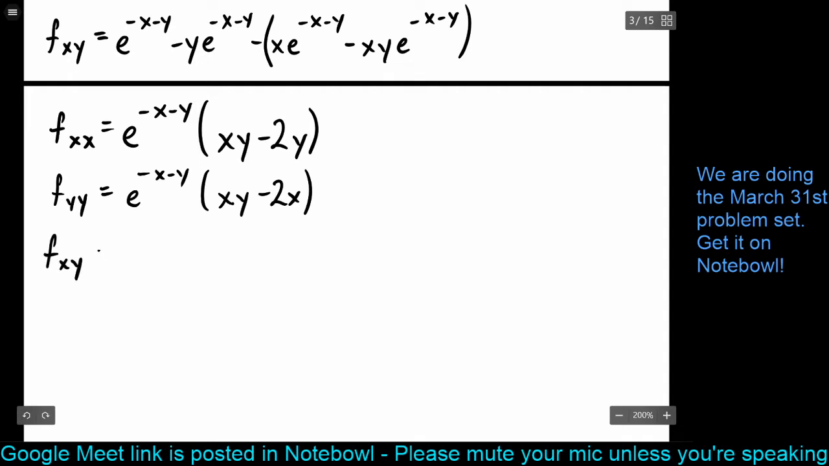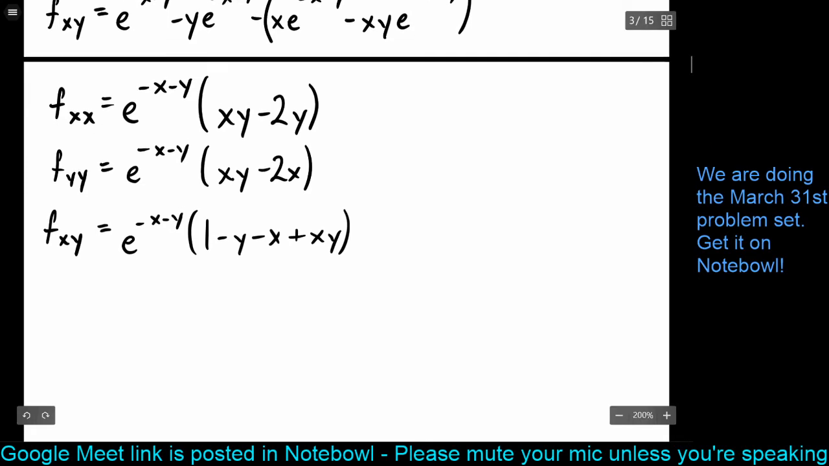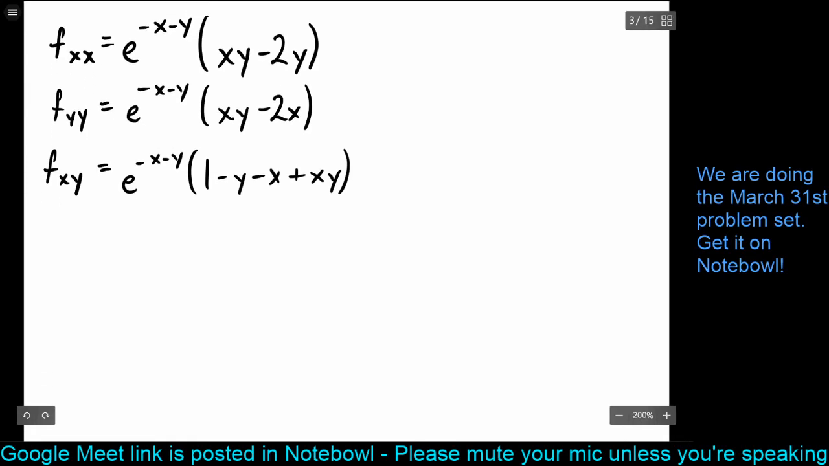All right, so fxy. Here, I'm again going to factor this out, and we're going to end up with 1 minus y minus x plus xy. If we factor it out and then distribute that negative, we wind up here. Right? So now we need to compute this Hessian term, what we often call D. D, remember, is fxx times fyy, minus fxy squared.